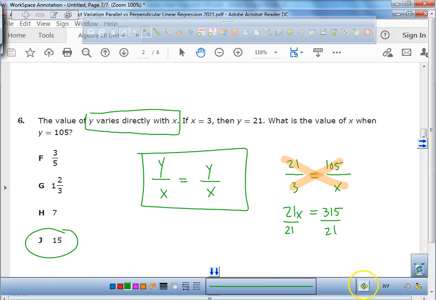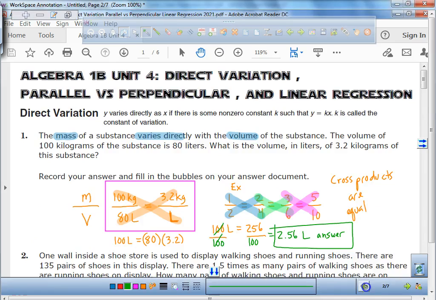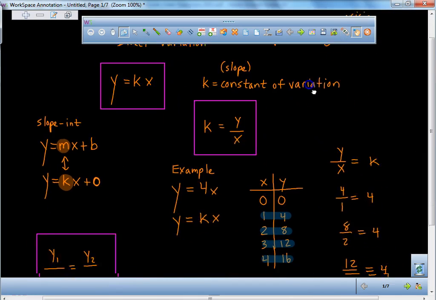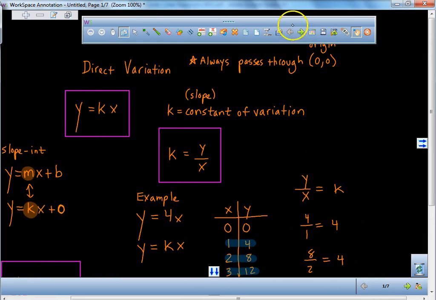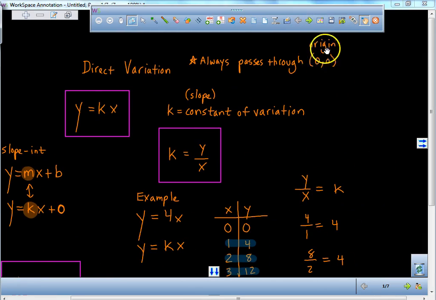Make sure, guys, make sure you have in your journals all of these notes about direct variation. And what does it always pass through, guys? It always passes through the origin.